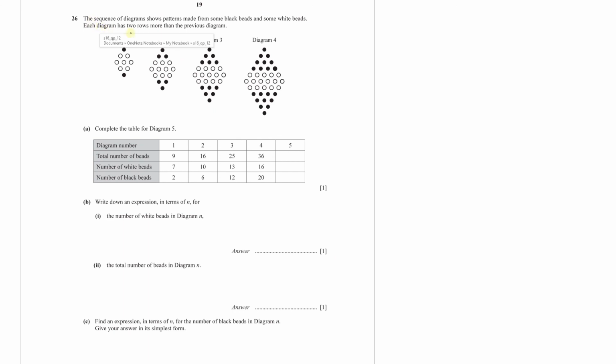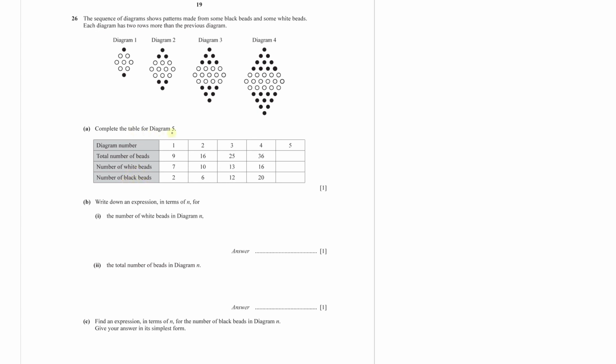Question 26. The sequence of diagrams shows the pattern made from black beads and some white beads. Each diagram has two rows more than the previous diagram. Complete the table for diagram 5. So you have diagram numbers, total number of beads, and then total number of white and total number of black beads in each diagram.